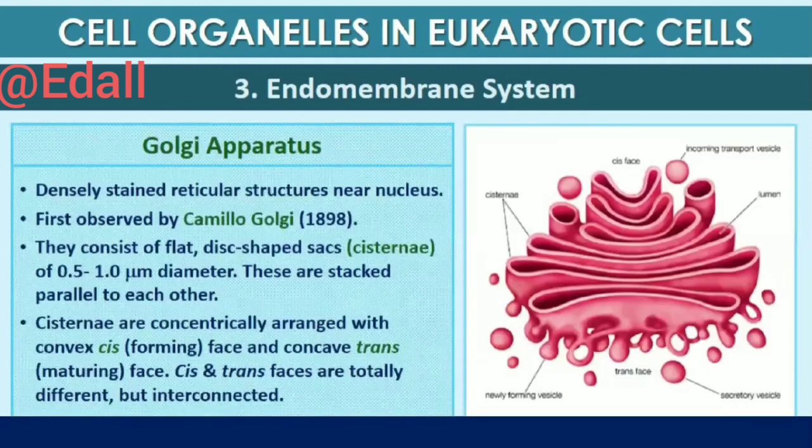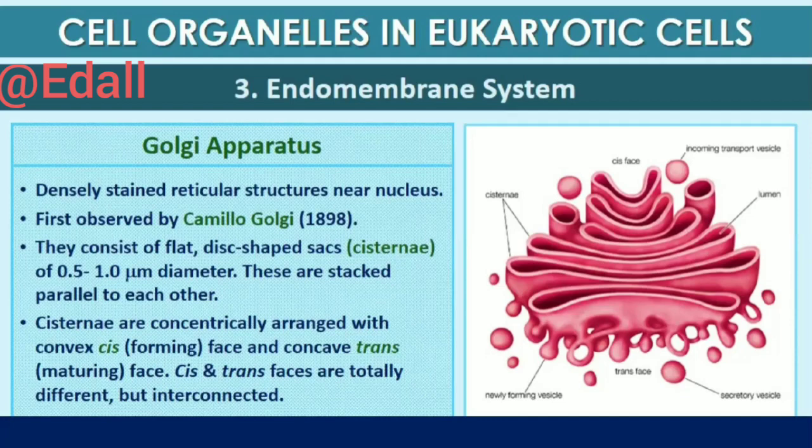8.5.3.2 Golgi apparatus. Camillo Golgi, 1898, first observed densely stained reticular structures near the nucleus. These were later named Golgi bodies after him. They consist of many flat, disc-shaped sacs or cisternae of 0.5 micrometers to 1.0 micrometers diameter. These are stacked parallel to each other. Varied number of cisternae are present in a Golgi complex. The Golgi cisternae are concentrically arranged near the nucleus with distinct convex or the cis, forming face, and concave trans, or the maturing face.